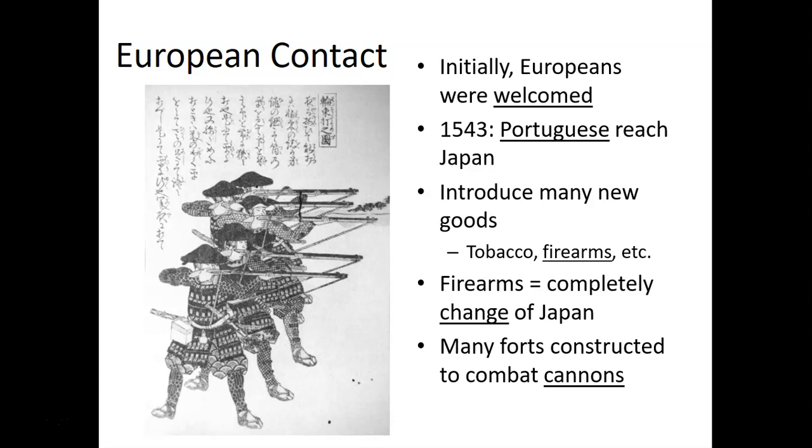Now, the feudal system that's in place in Japan means there's a lot of castles. There's a lot of defensible positions in Japan. However, with the introduction of firearms and gunpowder weaponry, in particular cannons, that changes the architecture style of defense in Japan, and you start to see many different forts and castles reconstructed or newly constructed to combat the new technology that's brought into the country.